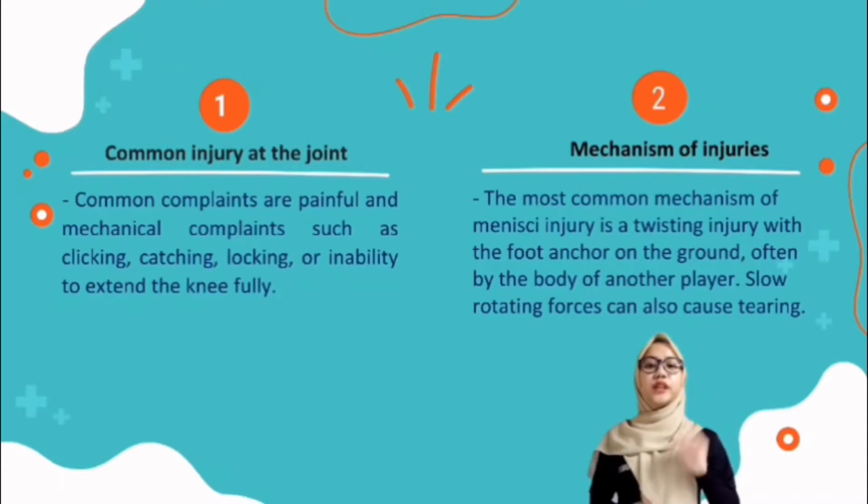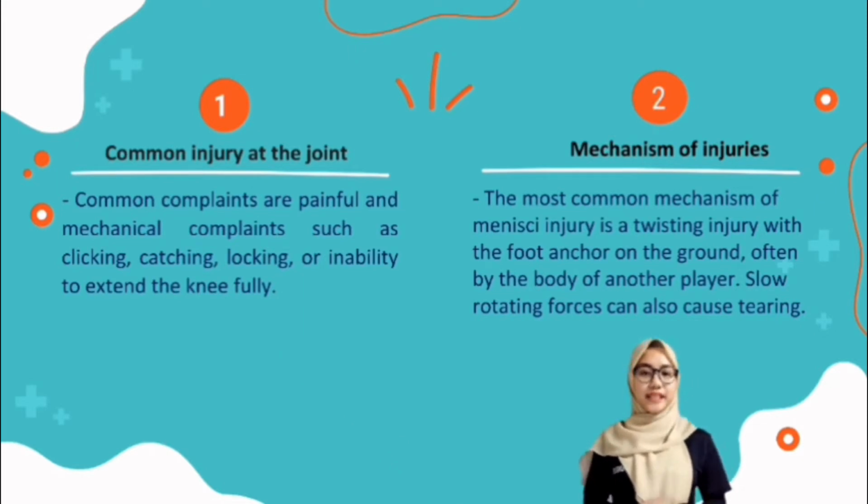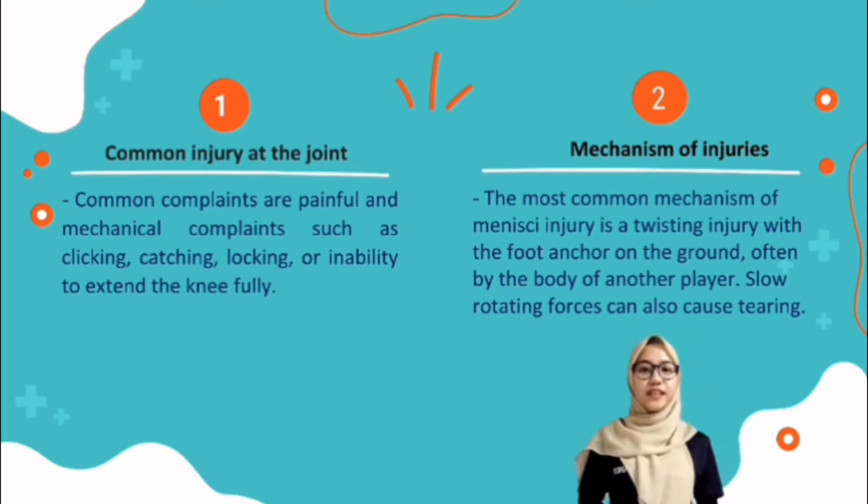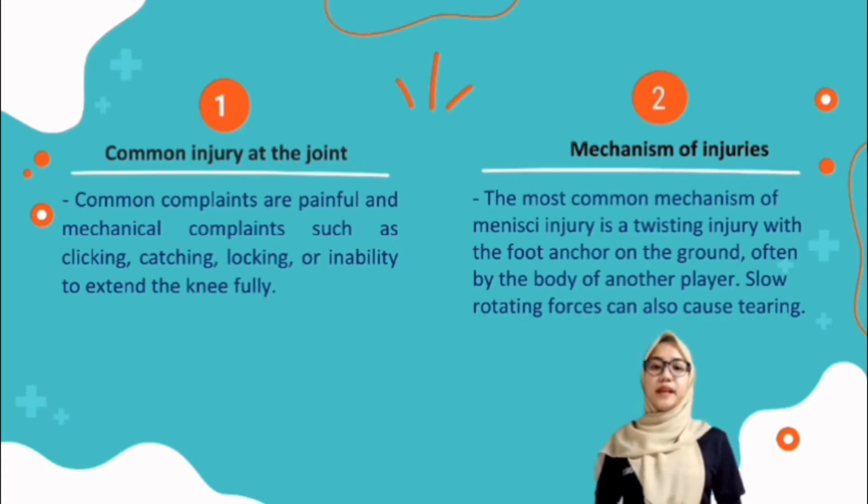We continue with common injury at the joint. Injury may occur with or without external forces applied to the knee. Usually, the pain is located along the line of the knee joint. Common complaints are pain and mechanical complaints such as clicking, catching, locking, or inability to extend the knee fully.